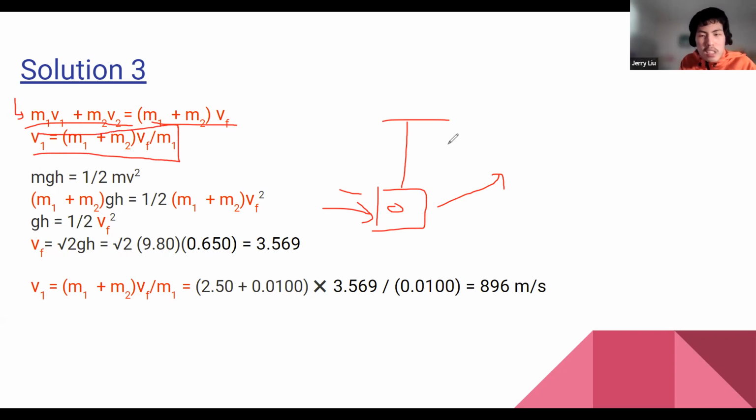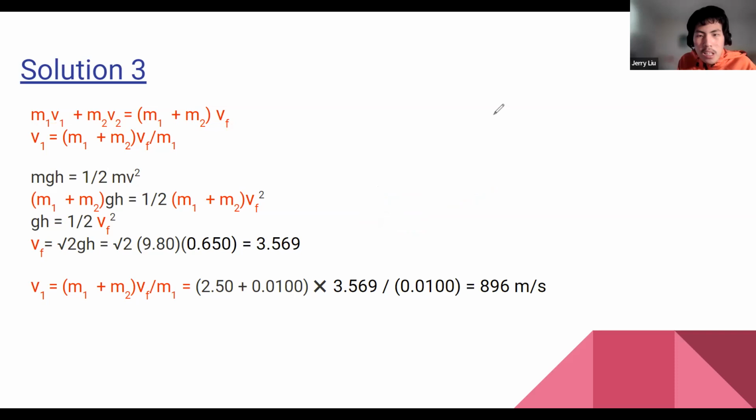Manipulating the terms gives this. The color is pretty bad. Manipulating that equation to solve for v1, what you're trying to look for, the speed of the bullet, gives you this. So basically, it's the sum of the two masses, which we know, times vf.